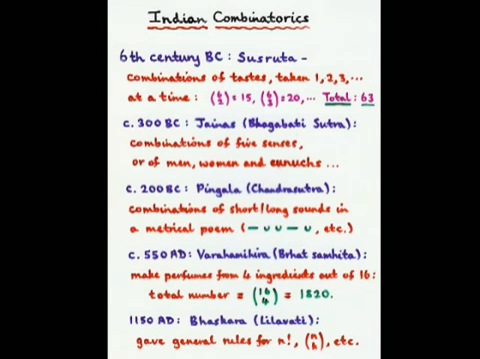Much more substantial was the work of Varahamihira around 550 AD, who desired to find the number of perfumes that could be made from 4 ingredients chosen out of 16. So he must have had some sort of method for calculating this. These you can list, but they are much more difficult. And he gave the correct answer of 1820. And Bhaskara gave general rules for what we now call n factorial, n choose k, and so on.